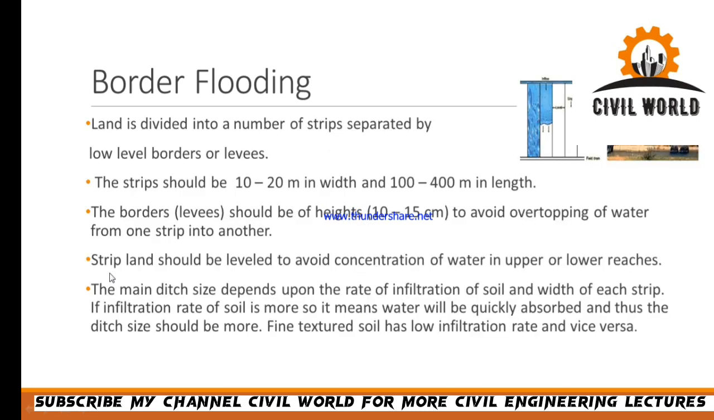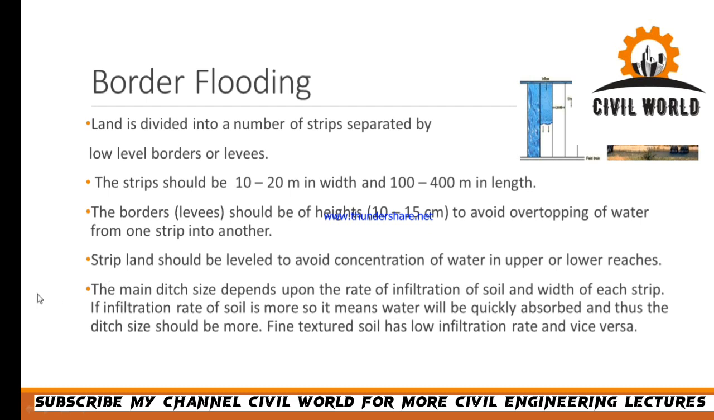Let's go into further detail. ये तस्वीर भी है साइड पे कुछ real time scenario की. Land is divided into a number of strips separated by low level borders. Each strip is 10 to 20 meter in width and 100 to 400 meter in length. The border levees should be of heights 10 to 15 centimeter to avoid overtopping of water. To avoid overtopping of water from one strip to another, the border levees should be 10 to 15 centimeter high, and strip land should be leveled.